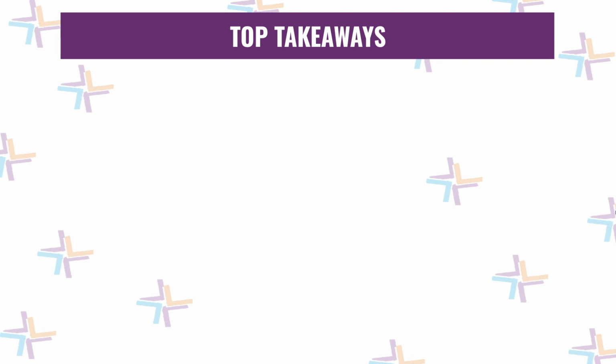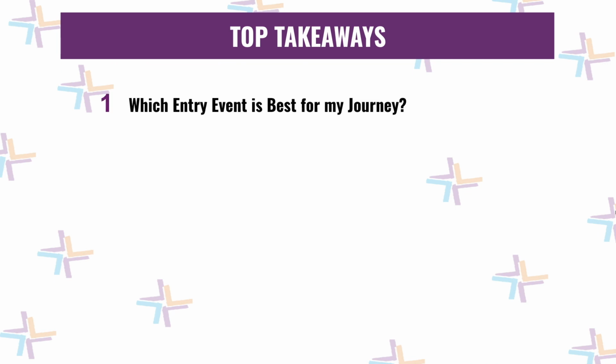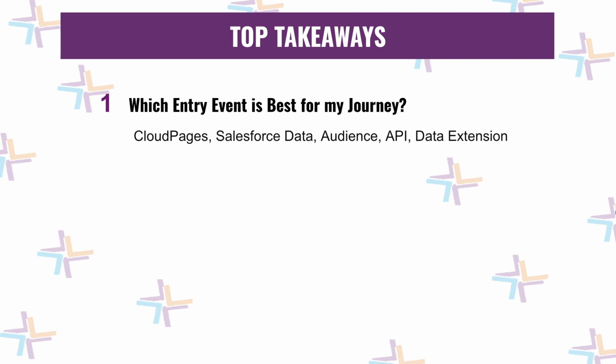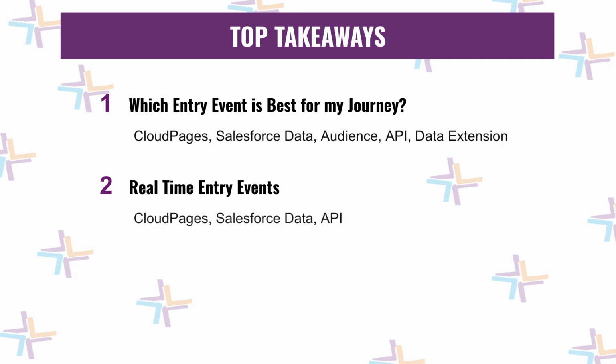Let's review some top takeaways. Which entry event is best? Define the journey setup and where the data will be coming from. Will the journey run on a daily or hourly basis, or is something more real-time needed? In some use cases, there may not be only one entry option that will work. Real-time entry events can be CloudPages, Salesforce Data, and API. If a real-time entry is important or needed for your use case, look into using one of these entry events.